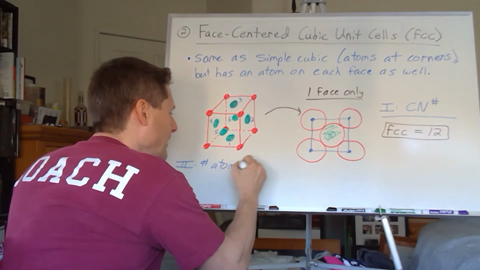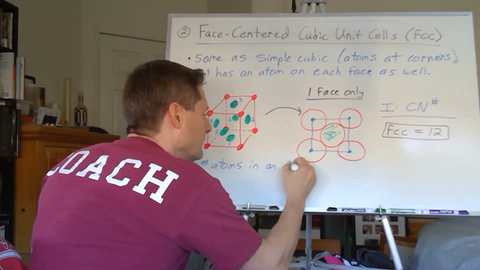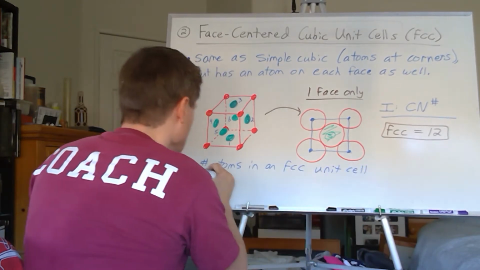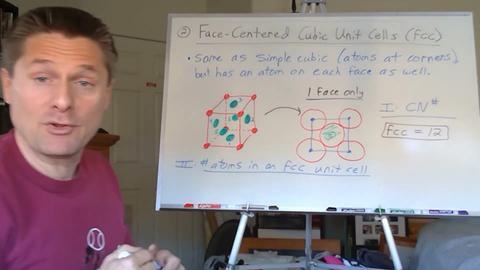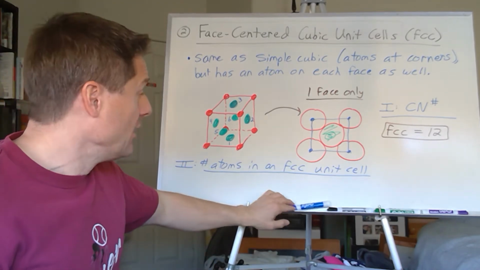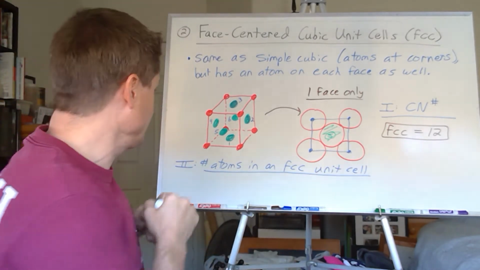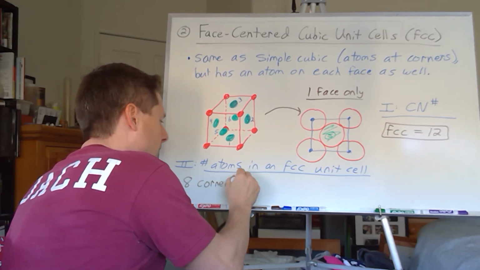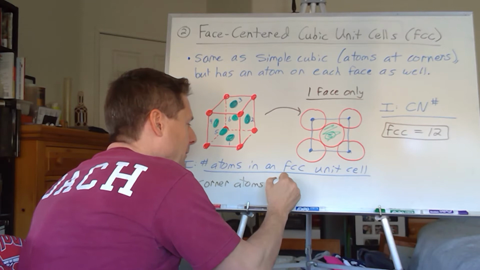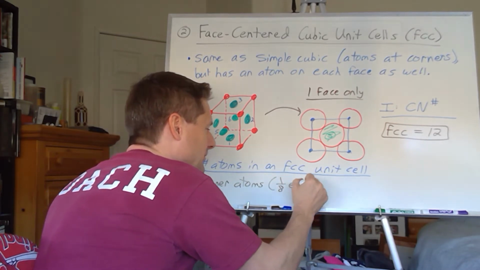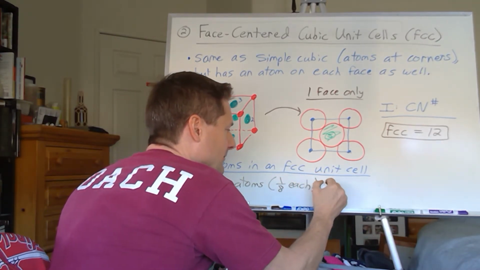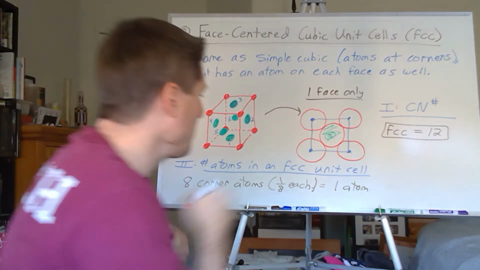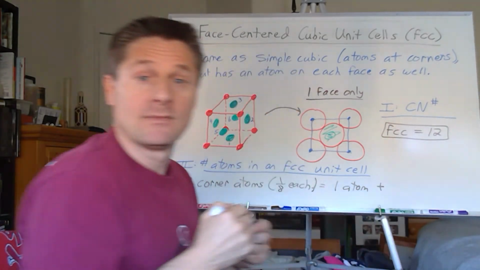So, number of atoms in an FCC unit cell. Let's apply the same thing we did for the simple cubic unit cell and then add the faces, right? So we've got the 8 corners, correct? So we've got 8 corner atoms times 1/8 each is 1 atom, correct? Plus we've got the faces.